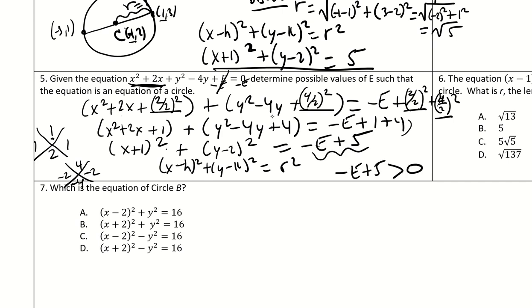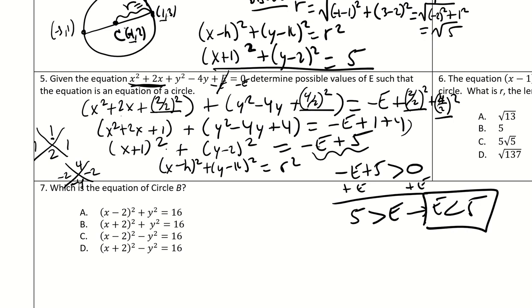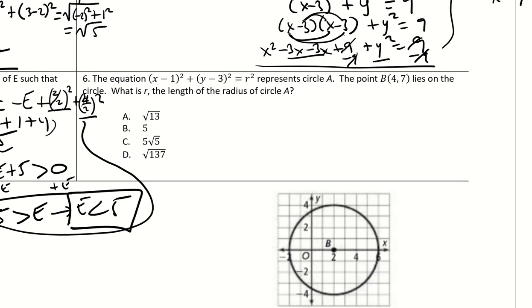And so that means if I solve for e, I'm just going to move the e to the other side. So that means 5 has to be greater than e, which means that e has to be less than 5. And those are the values that e can take on. So e could be 4, 3, 2, 1, 0, negative 1. It could be any of those numbers, and then you'll have an equation of a circle. Okay, so that's your final answer. All right, so that one was tricky.